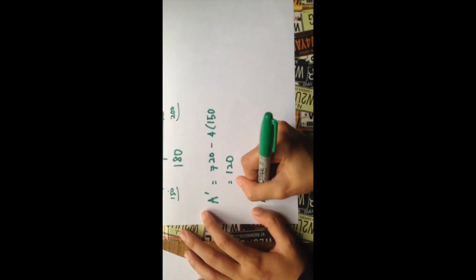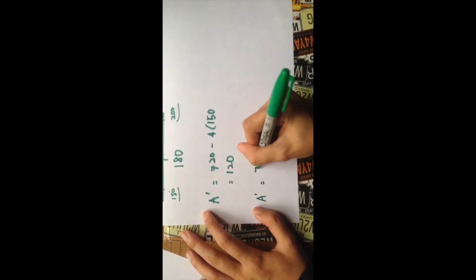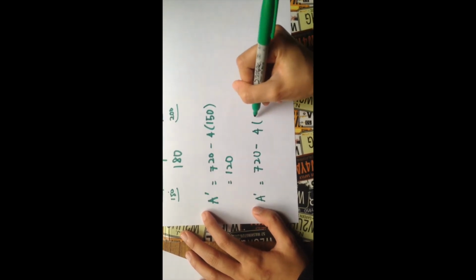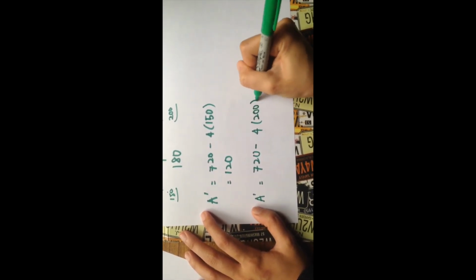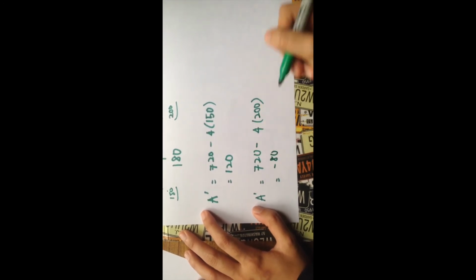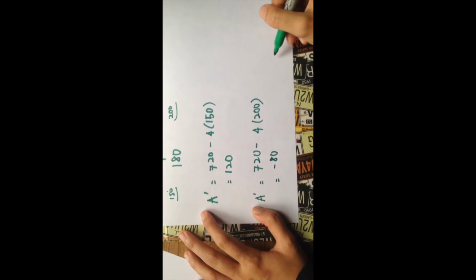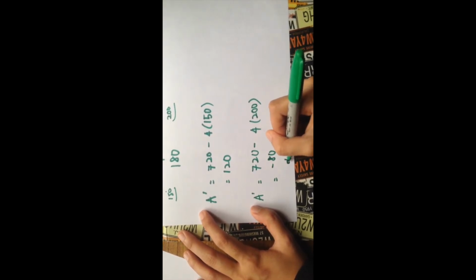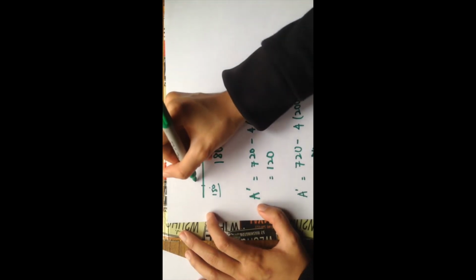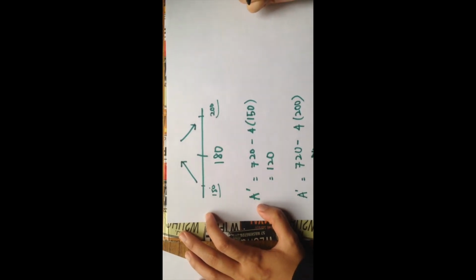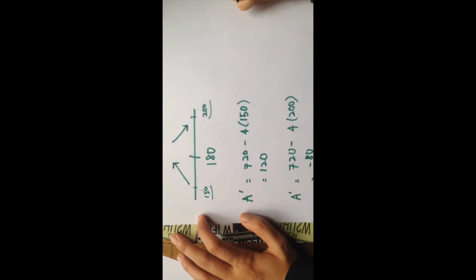Okay, for the next point, 200, we got a negative value, so it's a downward value. Downward. So it's coming like here, this here. Okay, so we want to find the maximum.